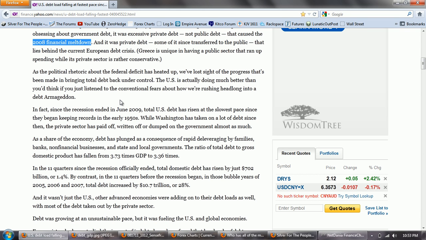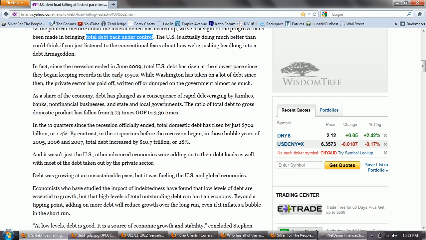As the political rhetoric about the federal deficit has heated up, we've lost sight of the progress that's been made in bringing total debt back under control. Remember that phrase when we look at the charts here. The U.S. is actually doing much better than you'd think if you just listen to the conventional fears about how we're rushing headlong into a debt Armageddon. In fact, since the recession ended in June 2009, total U.S. debt has risen at the slowest pace since they began keeping records in the early 1950s.